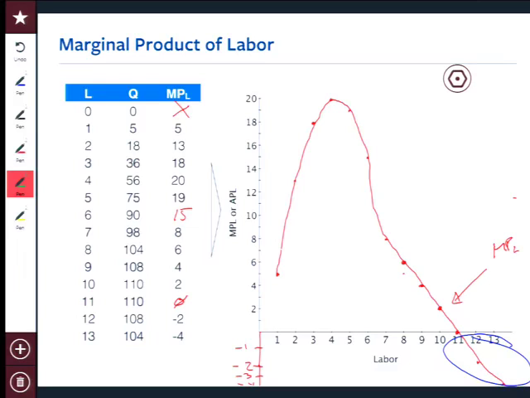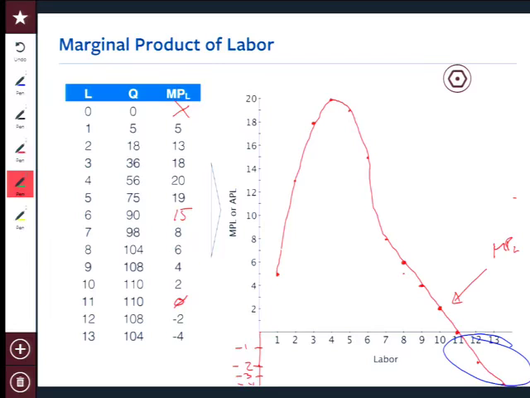So there are 3 points where something happens. Something happens here, and something happens here, right? Here, MPL goes from increasing to decreasing. And up here, MPL goes from positive to negative. So somewhere to the left of where my average product of labor reaches its maximum, the marginal product of labor goes from increasing to decreasing, and somewhere to the right of where my average product of labor reaches its maximum, marginal product of labor actually goes negative. So we have 3 points here.